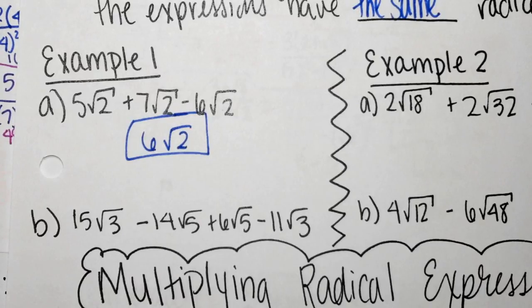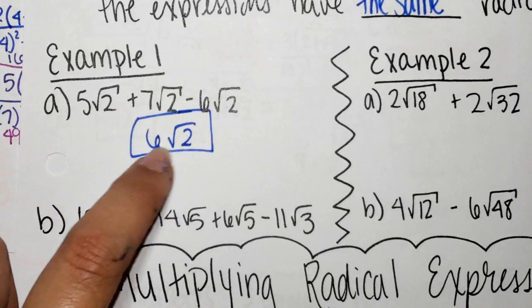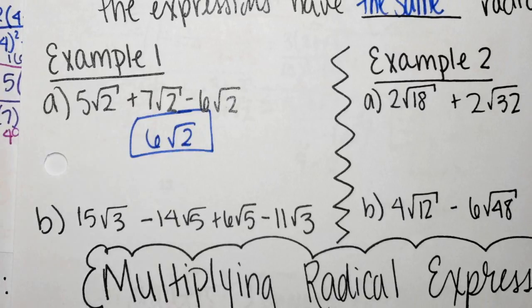Whoa. Say it, do it again. 5 plus 7 is 12. Right. And 12 minus 6 is 6. And the root 2 stays with it. Oh. Okay. I added it, and then I subtracted.